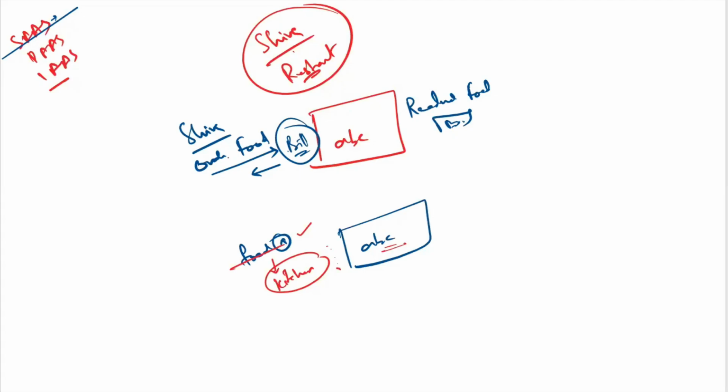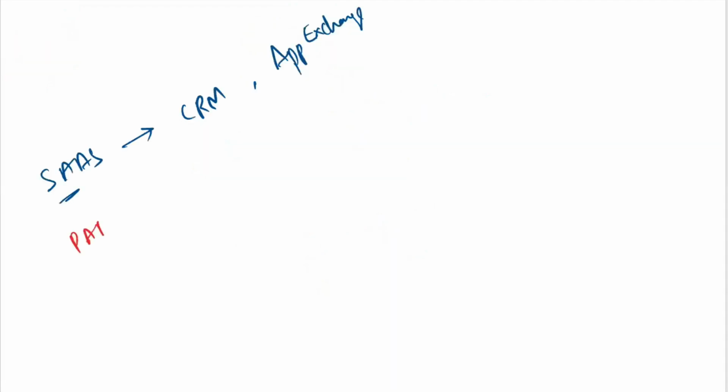Simple, right? That is called a platform. Under platform as a service, they give two things: one is administration and development.